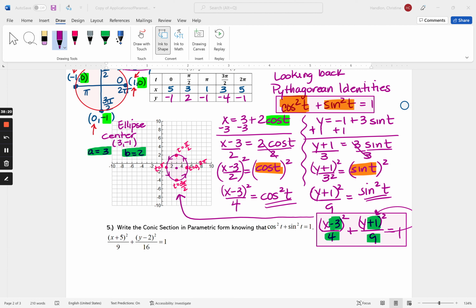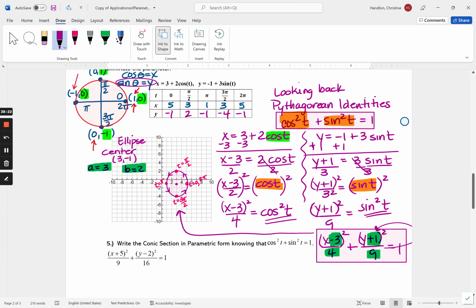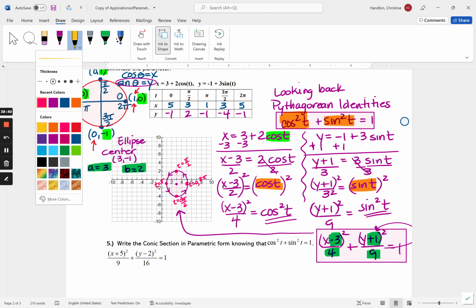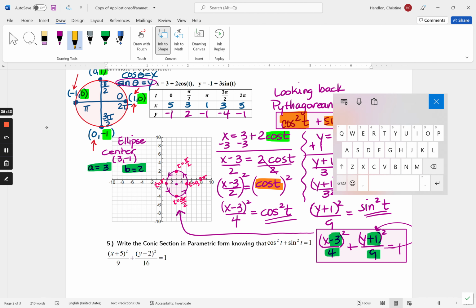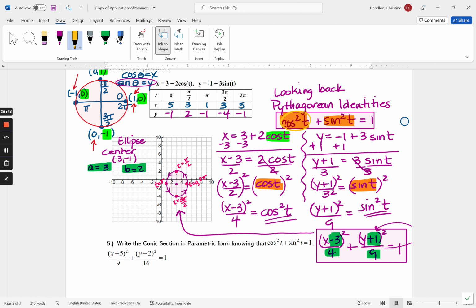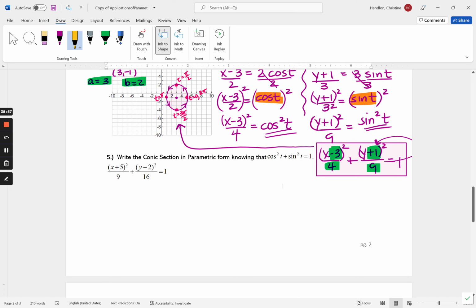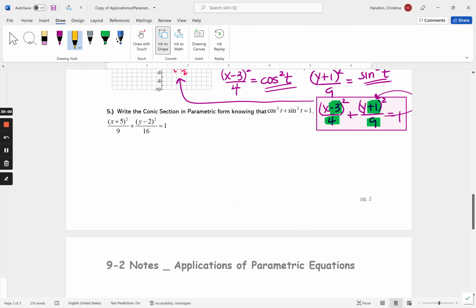Okay? So the intent of this problem is to help practice again your 9-1 skills of sketching. It incorporates prior knowledge of semester 1 with trig. And you are literally solving for cosine and sine in order to solve this Pythagorean identity. So you will always solve for cosine and sine and square it and put it into this equation to set it equal to 1 to come up with your rectangular equation.